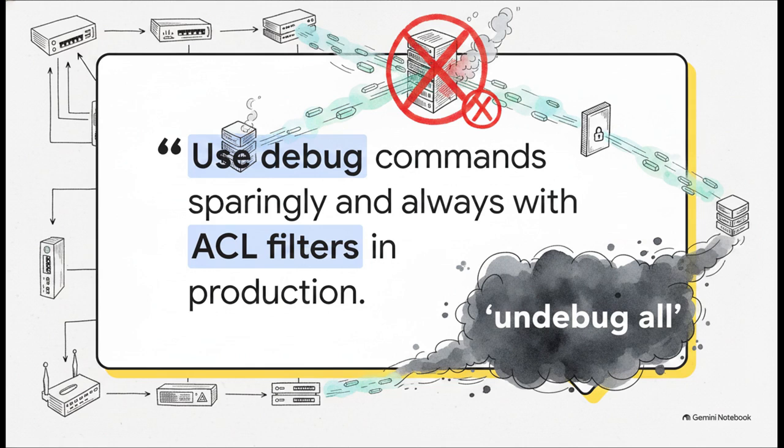You absolutely must use an ACL filter to restrict the debug output to a single IP, because if you run a blanket debug on a busy core router, the sheer volume of text output will max out the CPU and literally crash your entire network. And most importantly, actually scratch that, it's more of a strict rule. Always remember to turn off all debugs immediately with undebug all the exact second you finish capturing your data.